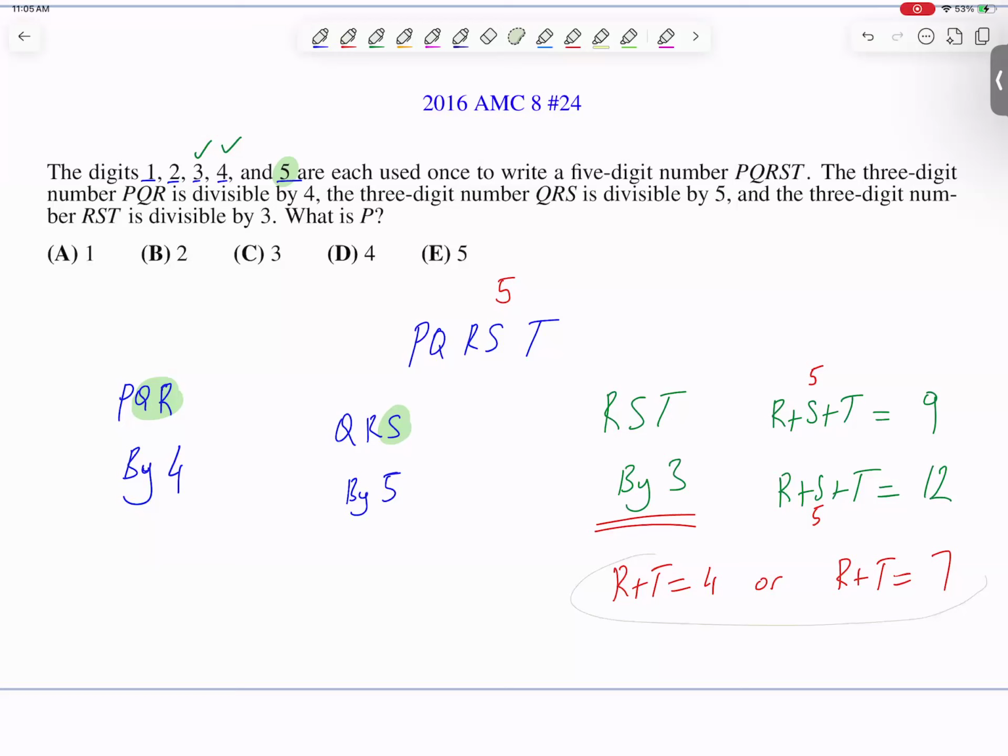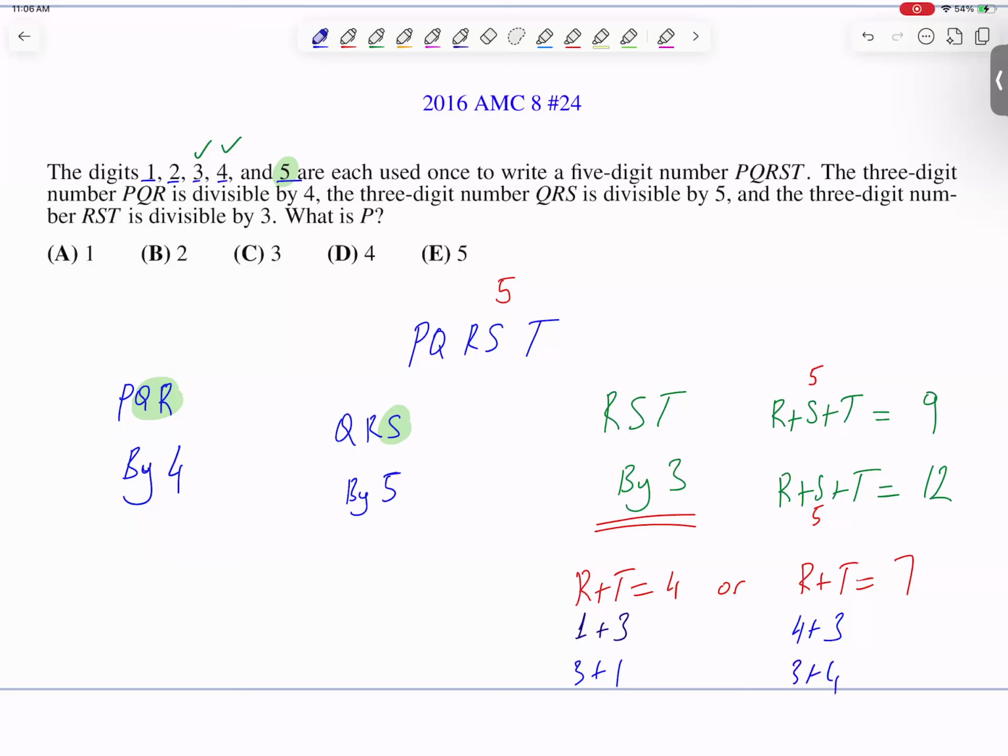And let's look at the divisibility rule for 4. What are the options? We can write the options here. It could be 1 plus 3 is 4, or 2 plus 2 is 4. But 2 plus 2, we can't use the same digit twice. So R plus T is either 1 plus 3, or 3 plus 1, which is 4. Or in the second case, R plus T is going to be 7, then one of them has to be 4 and the other has to be 3, so 4 plus 3, or vice versa, 3 plus 4.